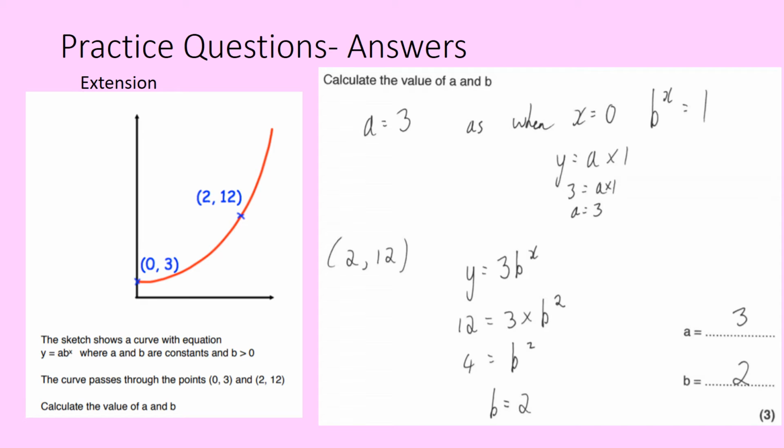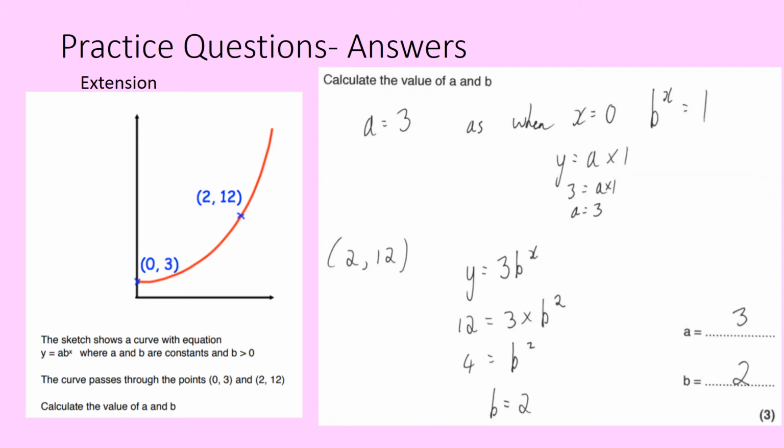So substitute again. We've got the equation y is equal to ab to the x, and we know that a is 3, so y is equal to 3b to the x. So we're going to substitute x is equal to 2 and y is equal to 12 from that second point that was given in the question.